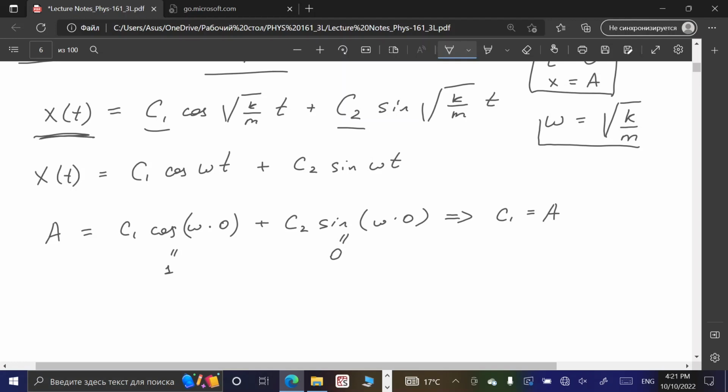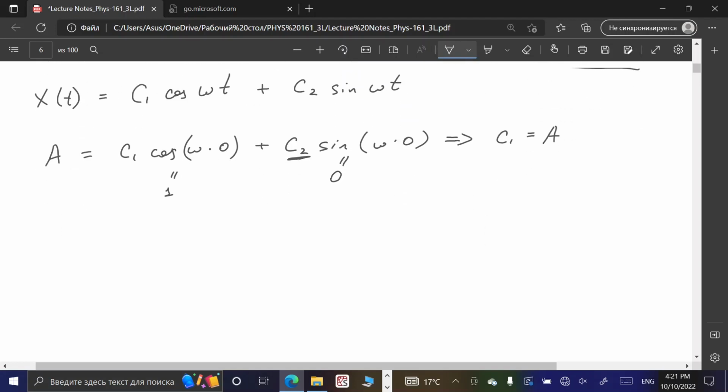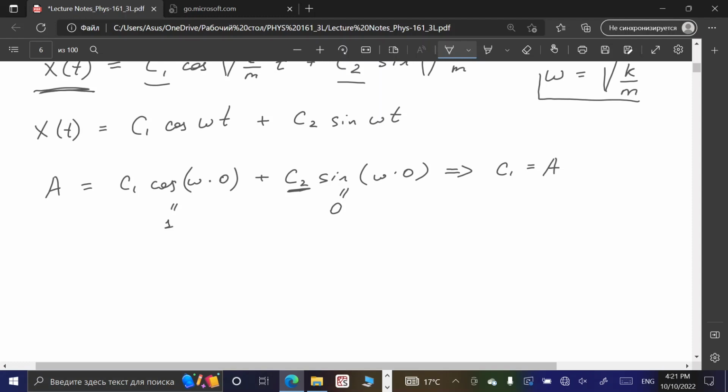Okay, so that is the first constant. However, we still don't know anything about this second constant. So we need to set another boundary condition. And any suggestions what it can be?